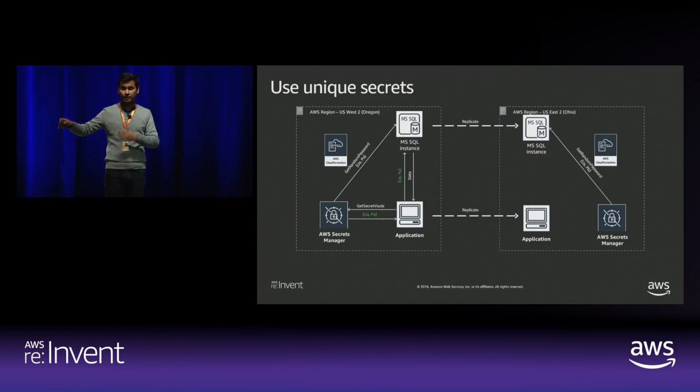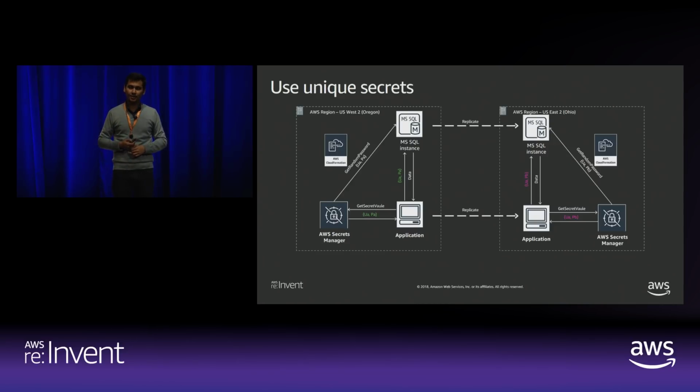Now, in this new region, in the Ohio region, when the application needs access to the database, it reaches out to the regional endpoint of Secrets Manager. It'll receive a credential that's unique and that's valid only in this region, and it'll then use this credential to collect data. So you can replicate applications, you can copy data over, but you do not need to copy secrets over. Just use CloudFormation and other automation tools to create unique secrets.